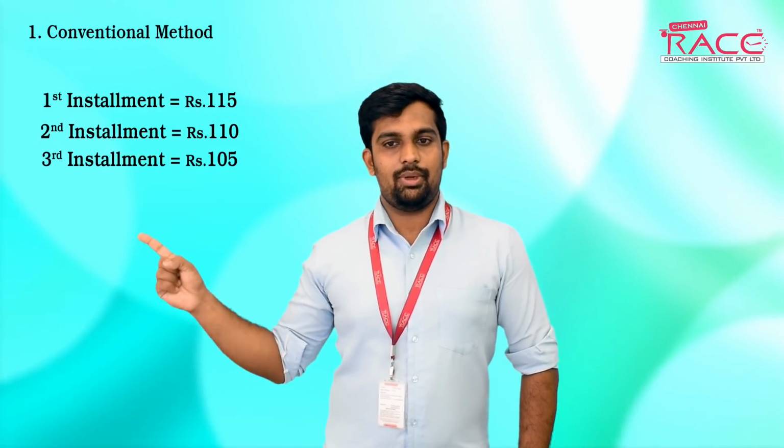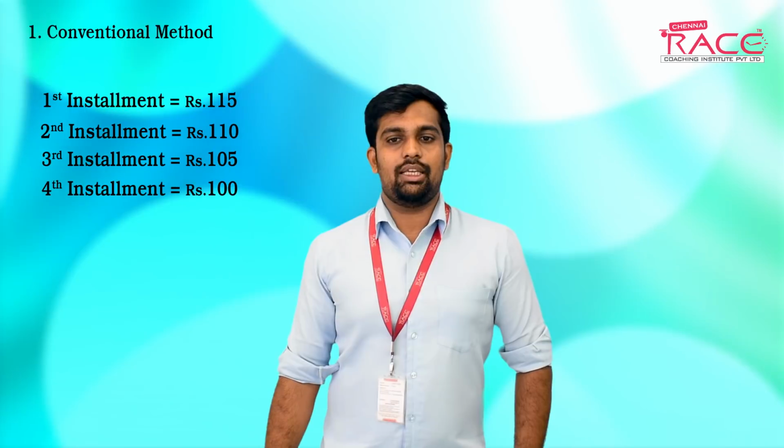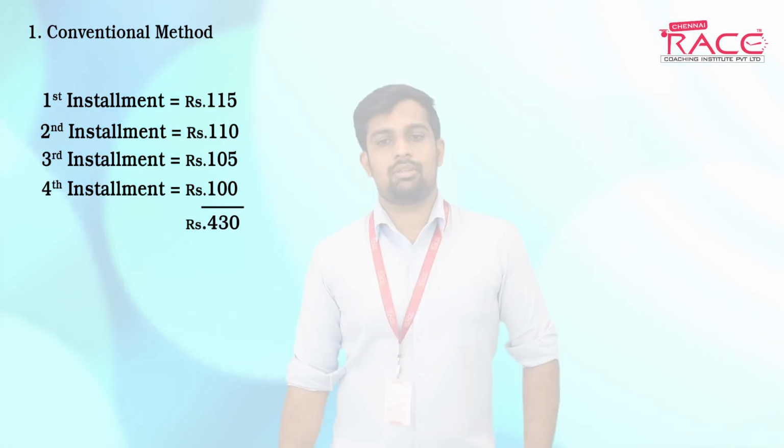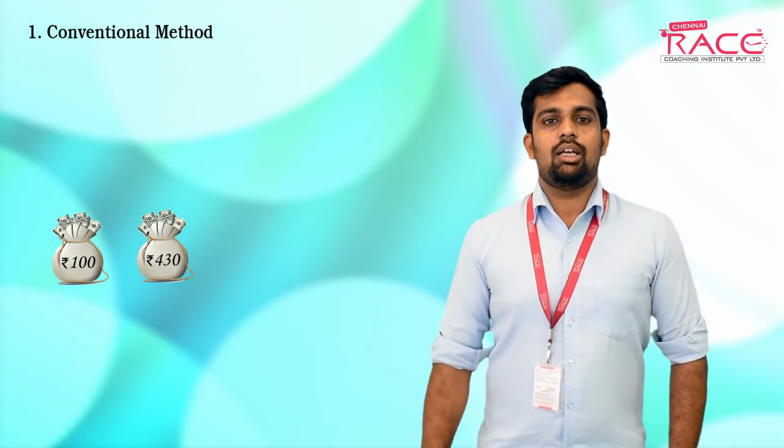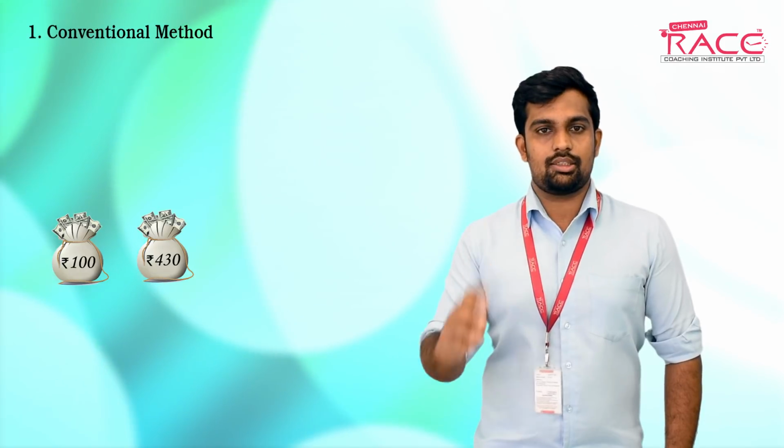Finally, he has to pay rupees 100 as the 4th installment, since there are no other installments to be paid. Hence, for the first installment he has to pay rupees 115, second installment 110, third installment 105 and the 4th installment rupees 100. That is totally 430 rupees. Since we took initially rupees 100 as each annual payment, the total debt we got is 430 at 5% rate of interest for 4 years.